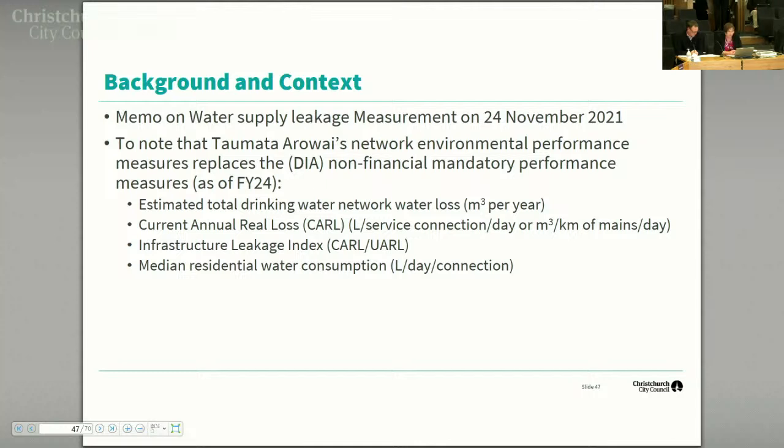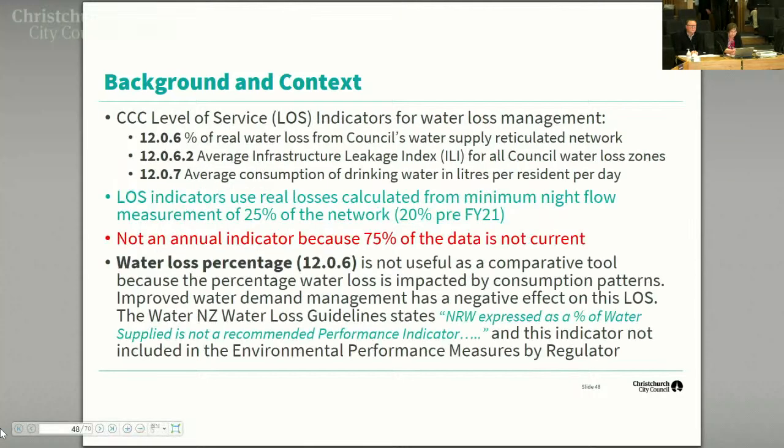The measures that deal with water loss by the regulator, water loss and water use efficiency, are listed as noted. Now, our council level of service indicators for water loss management are all based on real losses that are calculated from minimum night flow monitoring in winter time on 25% of the network each year. Therefore, none of those indicators are really annual indicators because 75% of the data is not really current. Also, water loss percentage is not really a useful tool to compare water loss. And as such, it's not included by the regulator to be a performance measure.